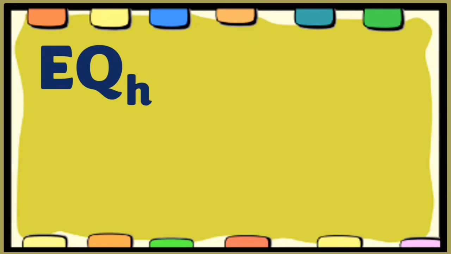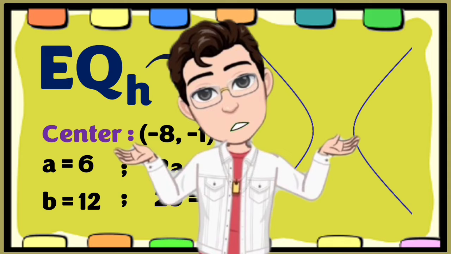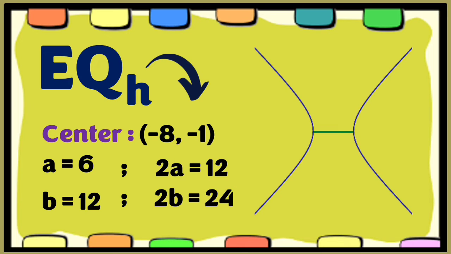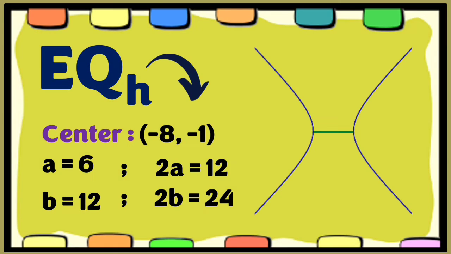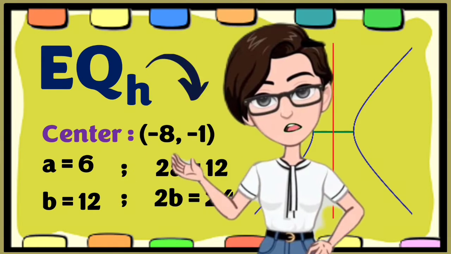By having this standard form of the hyperbola, we can now get its center, which is at -8, -1, and the values of our a and b. Also, having a -y means that the hyperbola is horizontally oriented. So now, let's visualize our graph. Our a sub h equals 6, then our 2a sub h, which is the length of our transverse axis, equals 12. And then our b sub h equals 12, which means that our 2b sub h, which is the length of our conjugate axis, is 24.